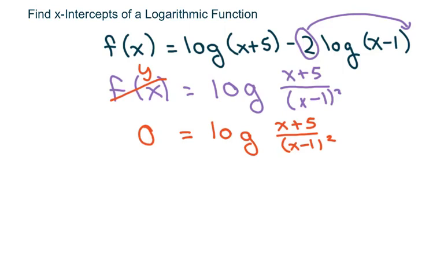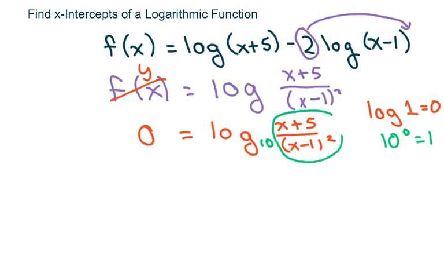So we know that log 1 equals 0. And the reason we know that is because 10 to the 0 equals 1, and this base right here is 10. It's the common log. So basically we want this right here to equal 1, because then we'll have log of 1 and that equals 0. So I'm going to set this part to 1.